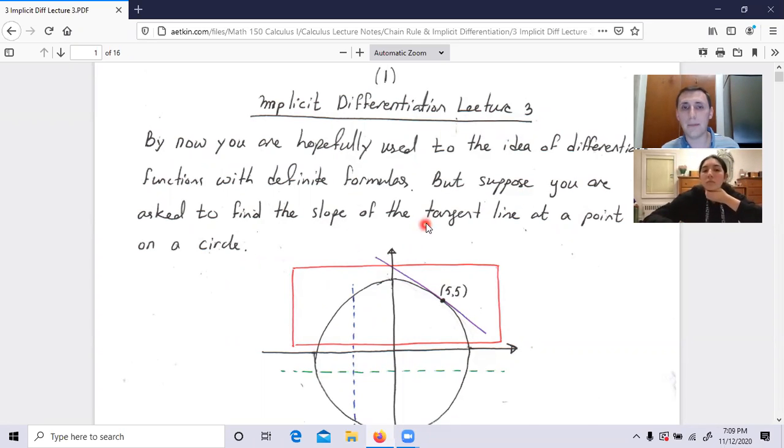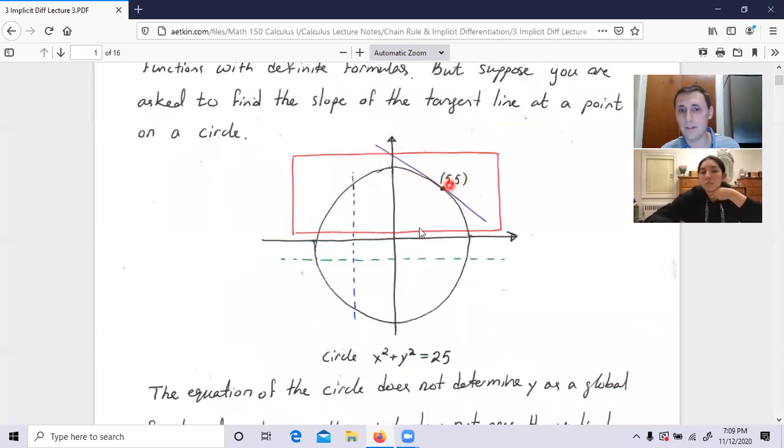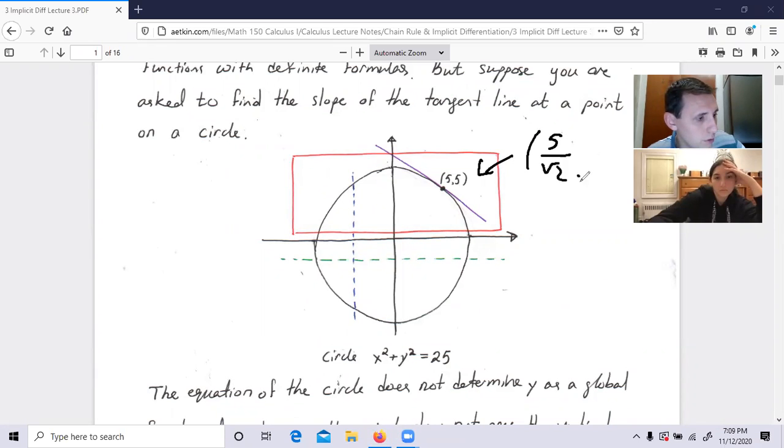First of all, I made a mistake here. It should not be coordinate 5 and 5. So we have a circle, right? And a circle is defined by, in this case, the equation x squared plus y squared equal to 25. It's a circle of radius 5. So the point 5 and 5 obviously is not on that circle. What I meant is that this point should be 5 divided by radical 2, 5 divided by radical 2. Good? That's the point I meant here.